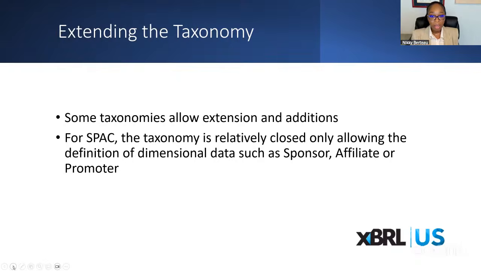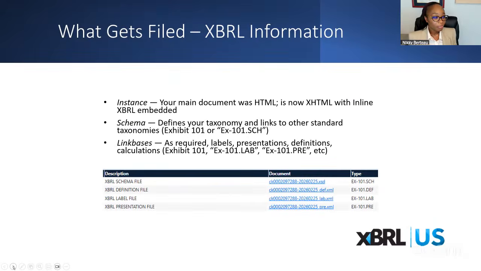For example, identifying information related to a sponsor or an affiliate or promoter of that SPAC. So these would be custom members. These are dimensional members, not custom elements; custom elements would not be permitted in the SPAC taxonomy. So in this environment, the emphasis is more strongly on using the standard taxonomy element correctly rather than creating new elements. Next slide, please.